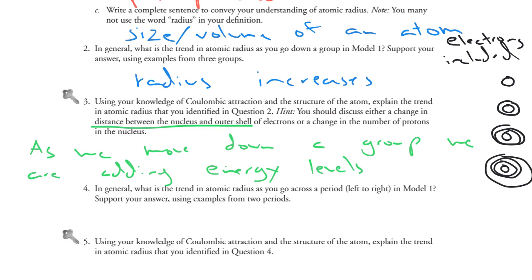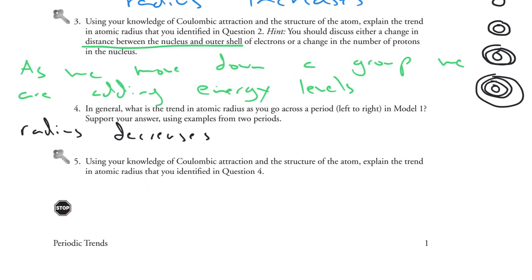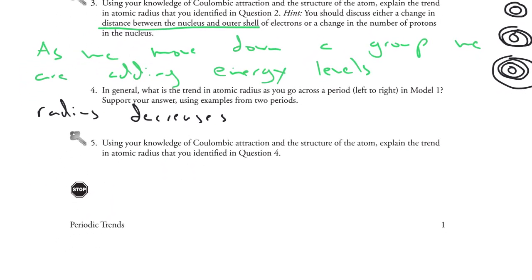But question 4 asks us, in general, what is the trend in atomic radius as you go across a period, left to right? In this case, the radius decreases. You can come up with some examples, but let's just answer this next part. Using your knowledge of Coulombic attraction and the structure of an atom, explain the trend in atomic radius in question 4.